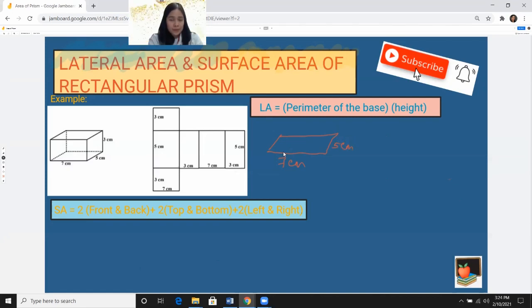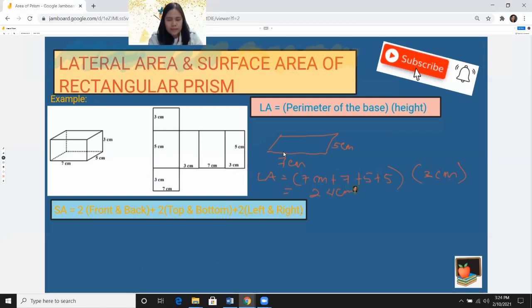Now we'll get the perimeter. To add all the sides, we have 7 plus 7 plus 5 plus 5. So for the perimeter of the base, we will have two sides of 7 centimeters, that means 2 lengths and 2 widths, plus 5 plus 5. So that is the perimeter of the base. Now the height given is 3 centimeters. We add the perimeter of the base, which is 7 plus 7 is 14, plus 5 is 19, plus 5 is 24 centimeters.